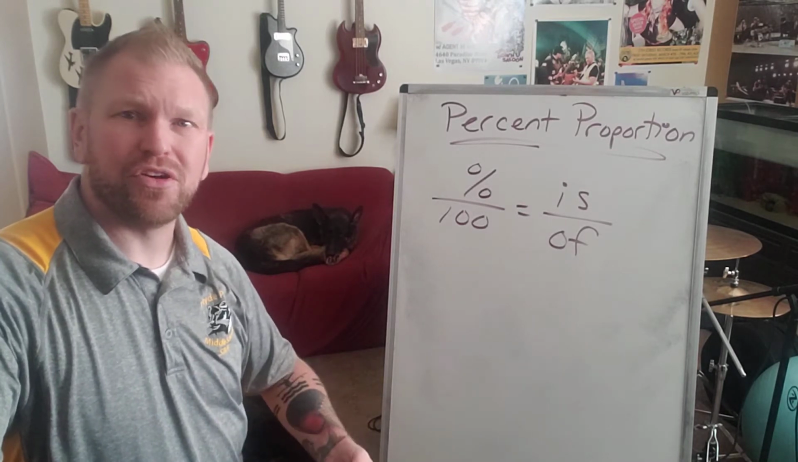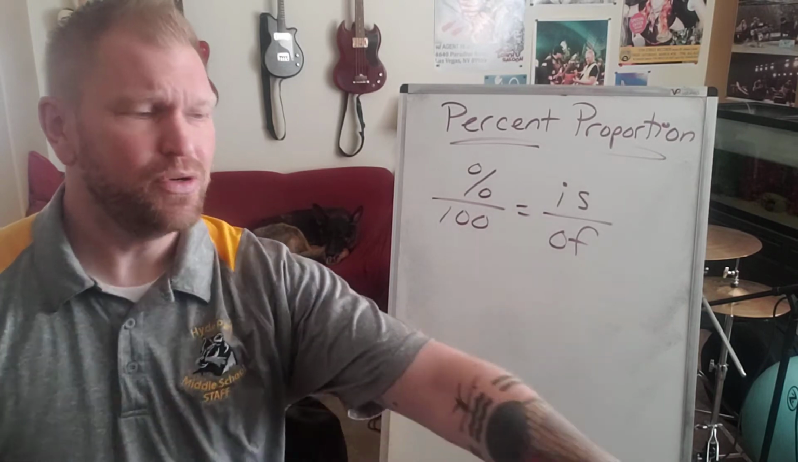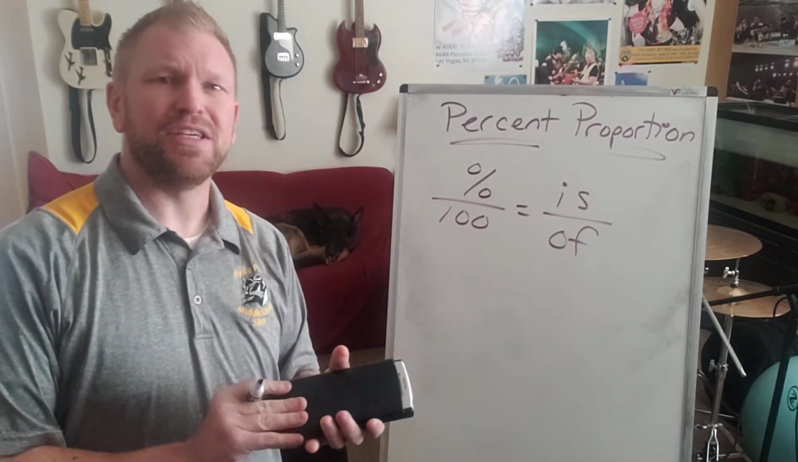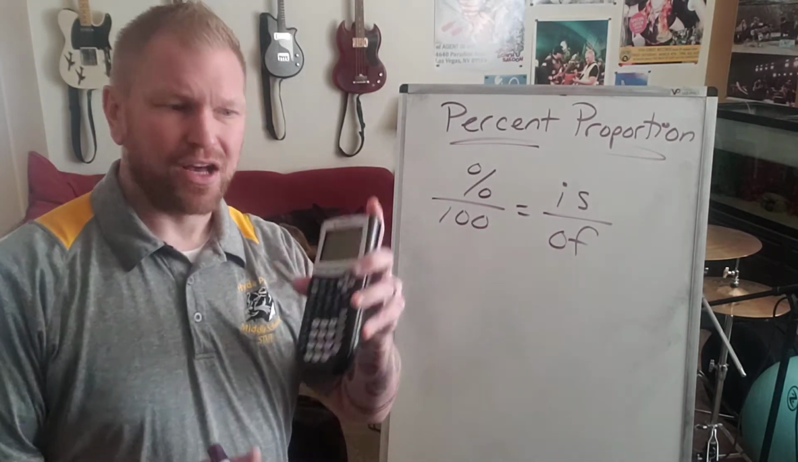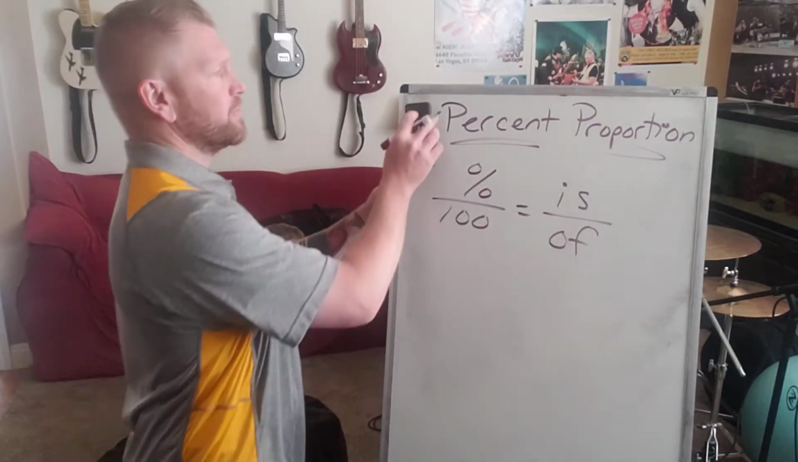Now we're just going to start to work through some examples of this. I'm going to erase this in a moment, so pause the video if you need to. And have a calculator ready, because some of these are not going to work out so nicely, and a calculator is going to be key. Percent over 100 equals is over of.